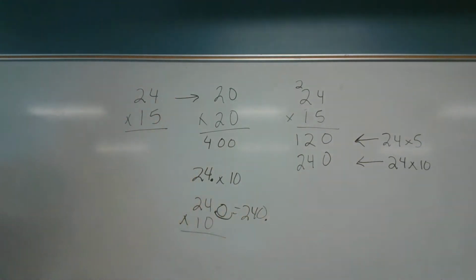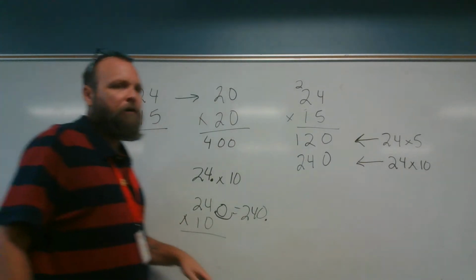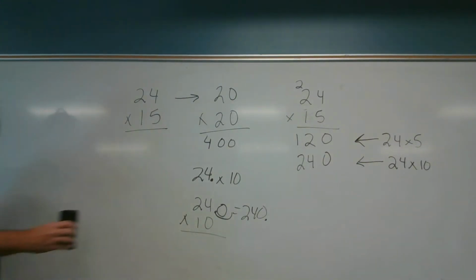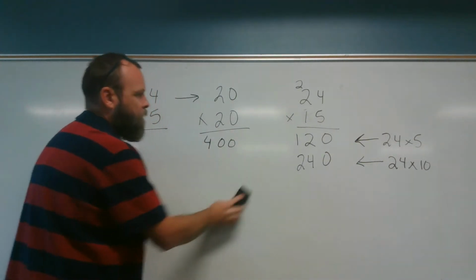Remember, every number has a decimal point. It's just after the ones place. This is a good trick, knowing how to multiply by tens and hundreds and thousands. Make your life easier. It's not really a trick, it's just a fact.